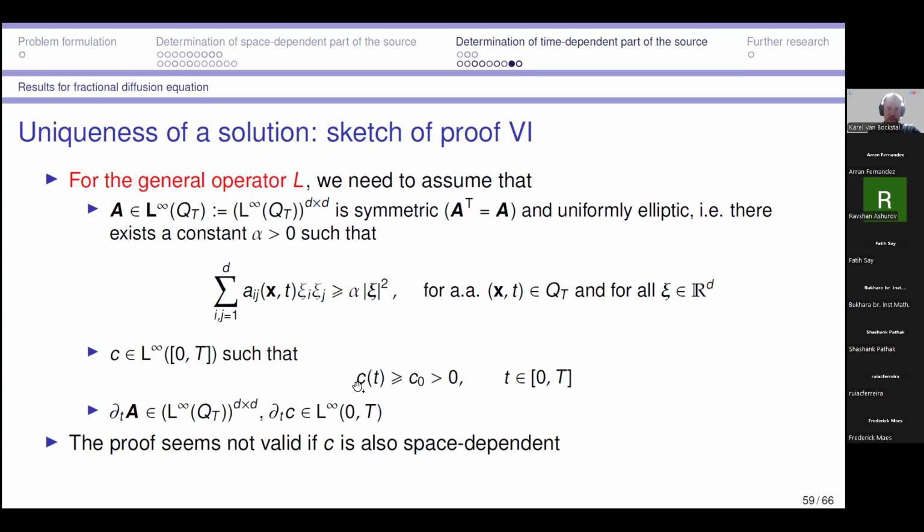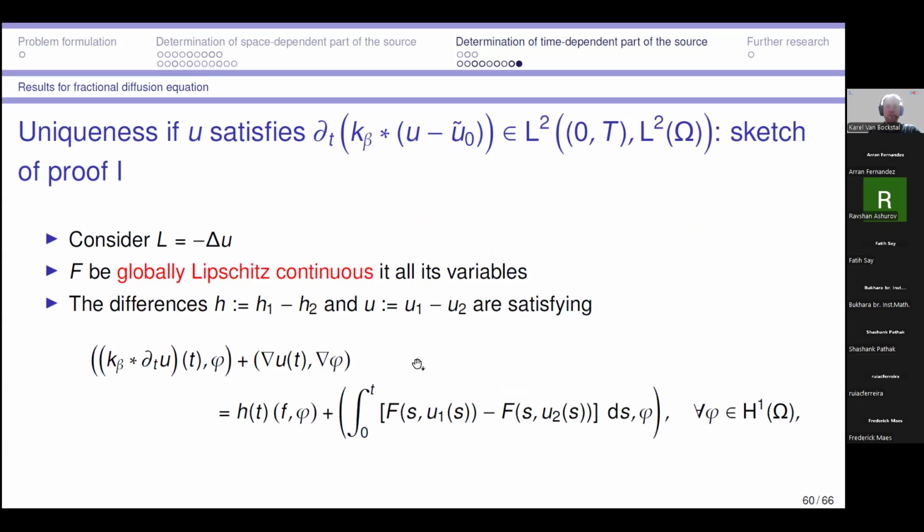So we need that c is only time dependent and strictly positive. Otherwise, under these regularity conditions, where only the time derivative is defined in the dual space, we are not able to show the uniqueness. If we have that the derivative belongs to L2(0,T; L2(omega)), then this is a variational formulation. We can work with a nonlinear f.